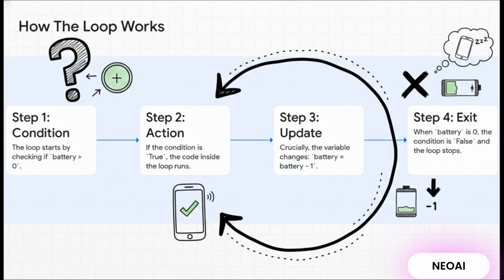So here's the play-by-play. First, Python checks the condition. Is battery greater than 0? It starts at 3, so yep, that's true. It runs the code inside and prints the status. Then, and this is the absolute key, it updates the situation with battery equals battery minus 1. The battery level drops. The loop starts over, checks again. Is 2 greater than 0? Yes. This cycle keeps repeating until the battery finally hits 0. At that moment, Python asks, is 0 greater than 0? Nope. The condition is now false, the loop exits, and that final phone shutdown message gets printed.